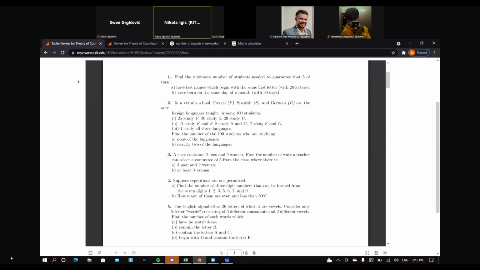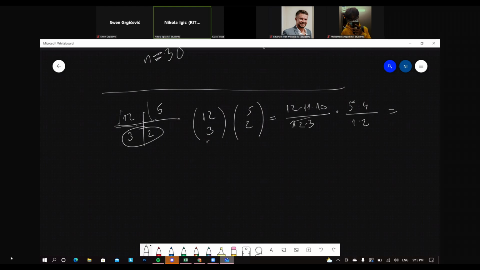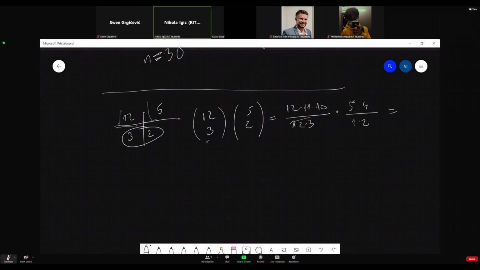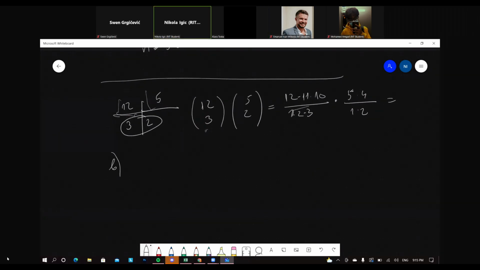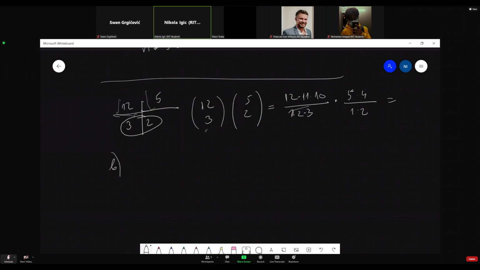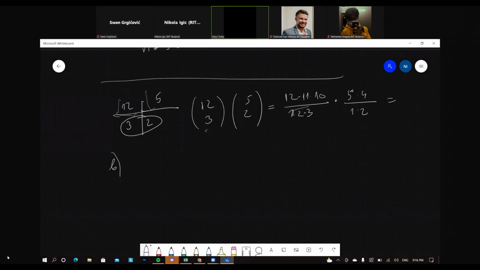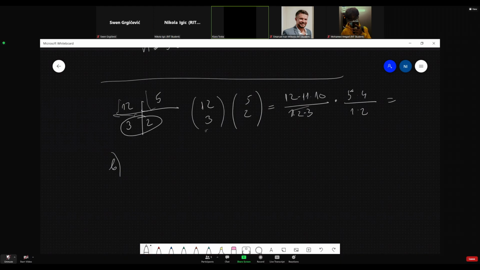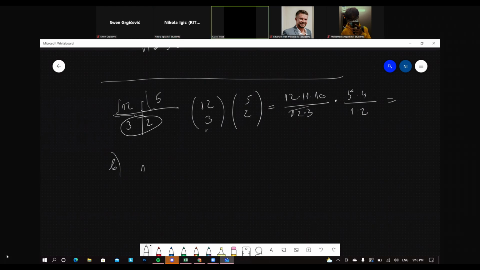At least 3 women. How would you do the B one? Does someone want to try? We have 3 possible combinations. Yeah, you're going the right way. So like 3 women, 2 men, and then 4 women, 1 man, and 5 women, 0 men. Do you want to immediately write the formula or draw this?